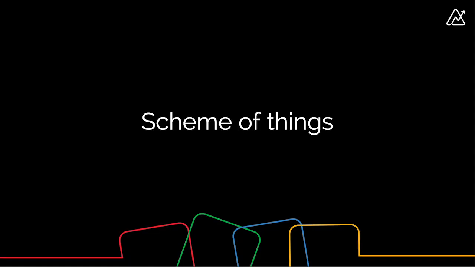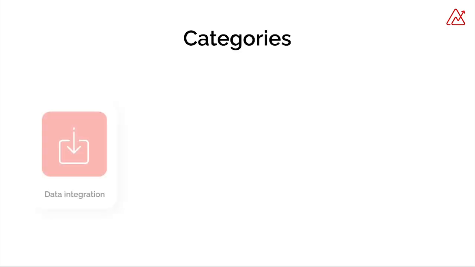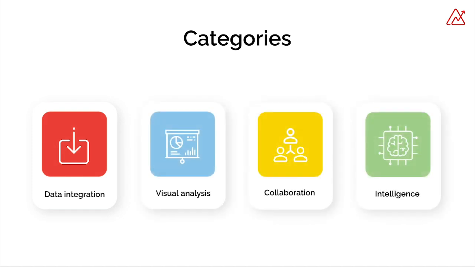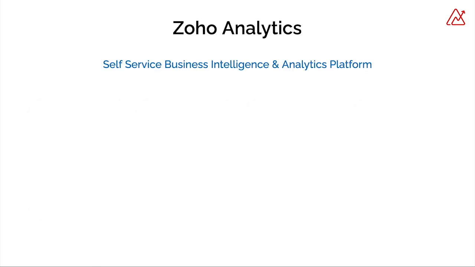All right, now to help you understand the new enhancements and functionalities we have built into the platform, I've broken them down into four categories. They are data integration, visual analysis, collaboration, and intelligence. In each of these sections, I will discuss the key features that we have released in quarter three of this year.